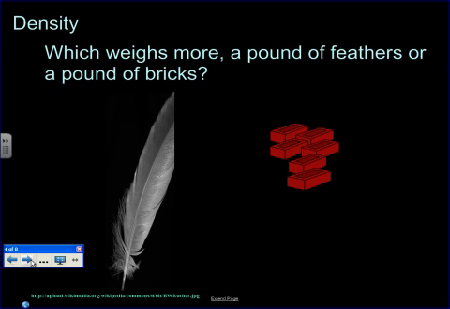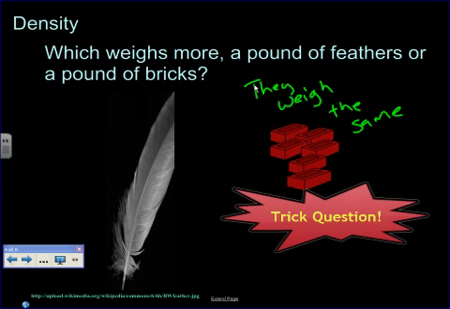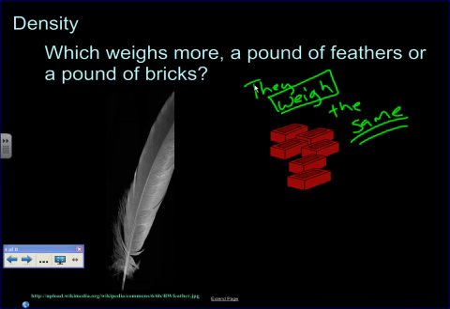Okay, so let's jump into density real quick. This is one of these sort of trick question joke things. Which weighs more, a pound of feathers or a pound of bricks? Well, if you think about it for a minute, what does the question say? It says a pound of feathers and a pound of bricks. They weigh the same amount. It's a trick question because you would need a lot of feathers to make up a pound, but you'd only need maybe one brick, maybe not even a full brick, to make a pound.